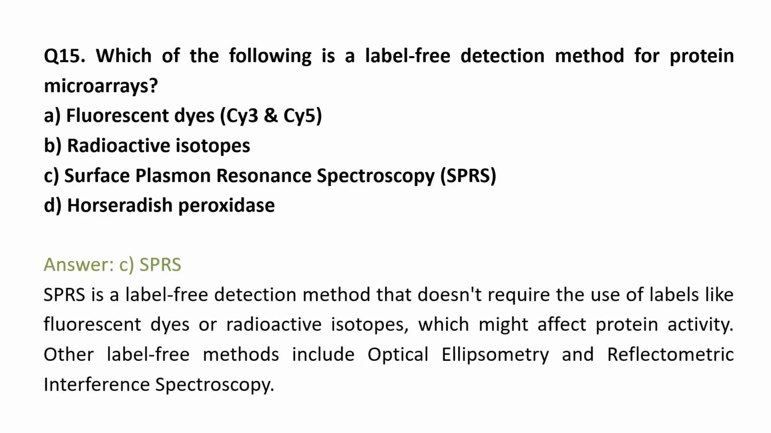So SPRS, surface plasmon resonance spectroscopy, is a label-free detection method that does not require the use of labels like fluorescent dyes or radioactive isotopes, which might affect protein activity. Other label-free methods include optical ellipsometry and reflectometric interference spectroscopy.